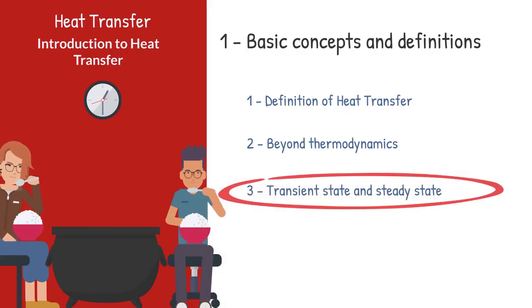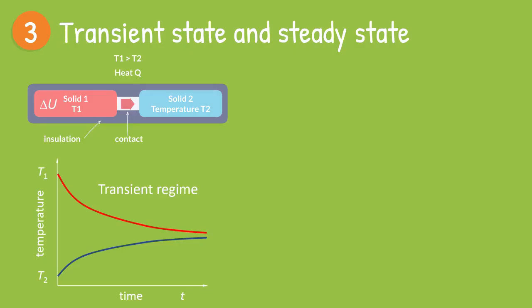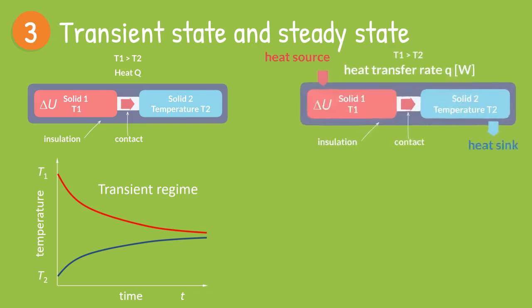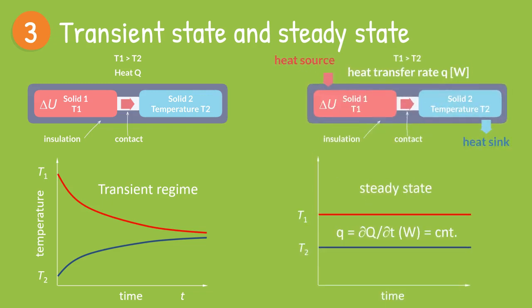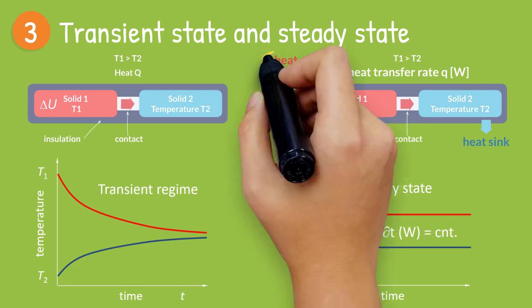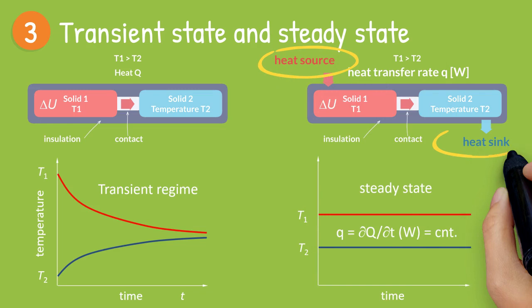Transient state and steady state. For the set of two systems at different temperature put in contact, the transient regime is the interval where temperatures change over time. There is also heat transfer when the temperatures of the bodies remain constant over time, namely, the steady state. As you can see, it is needed to have a heat source and a heat sink to keep temperatures constant during the steady state.